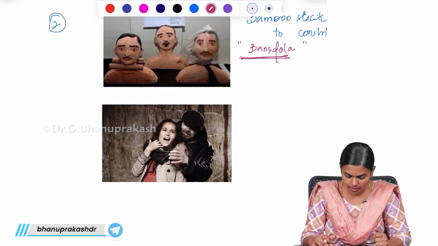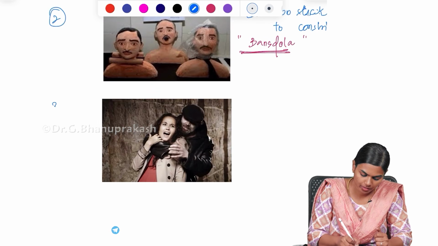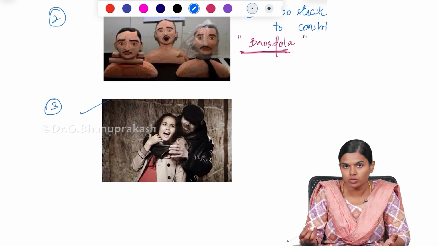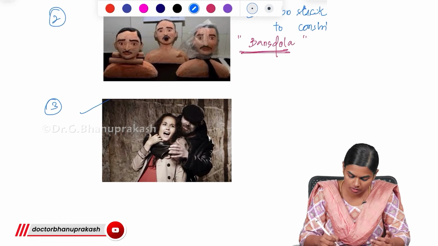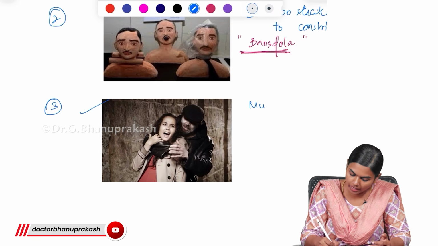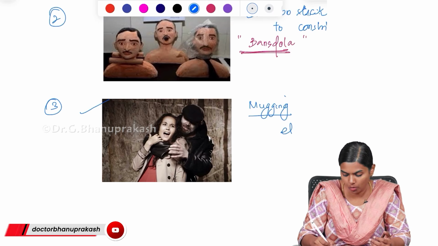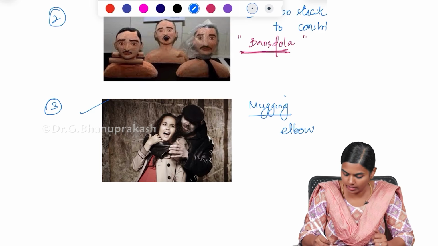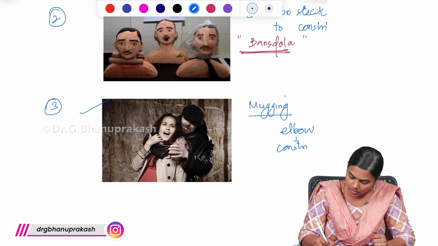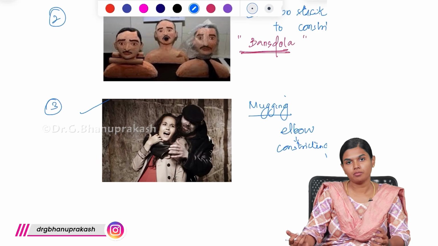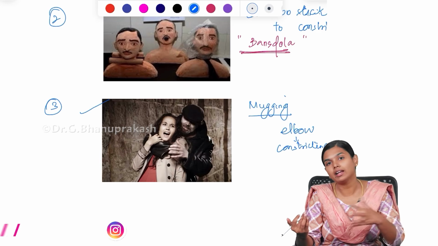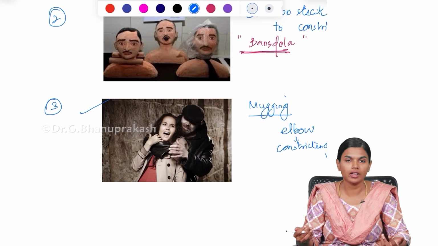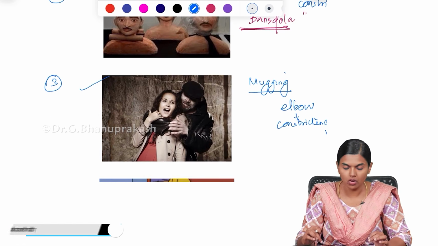This is Bans Dola. Then up next, this is very commonly seen, very frequently seen in a lot of pop cultures. So, this is mugging. So, here what happens is that the elbow, your cubital fossa, is used for constriction of the neck. Elbow is used for constricting the neck. This is commonly used by a lot of thieves. Like in a dark alley, they will come and mug you and take out all your valuable possessions. This is your mugging.